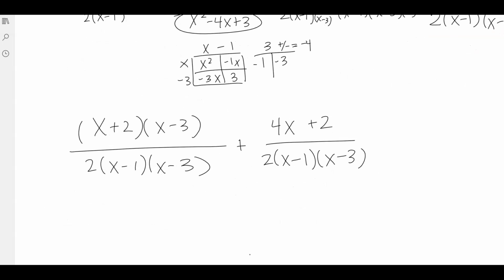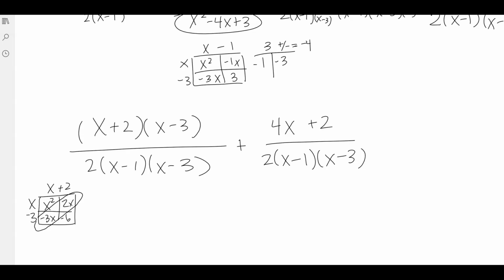All right, you will have to multiply out the x plus 2 and x minus 3. So you have x plus 2. Remember, it's just the reverse of factoring. So x times x is x squared. x times 2 is 2x. Negative 3 times x is negative 3x. Negative 3 times 2 is negative 6.